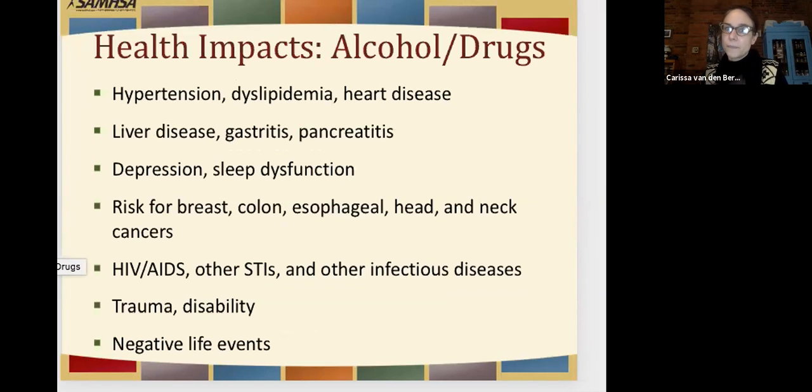So again, these are some of the issues related to at-risk use and harmful use. There are a number of issues. I brought up heart disease and cardiovascular disease. That's a big thing because that is one of the biggest killers in terms of chronic diseases in the US and in the world. But the US particularly has a problem with cardiovascular disease. Also liver disease. We also have issues with cancers, especially breast, colon, esophageal, head, and neck cancers.